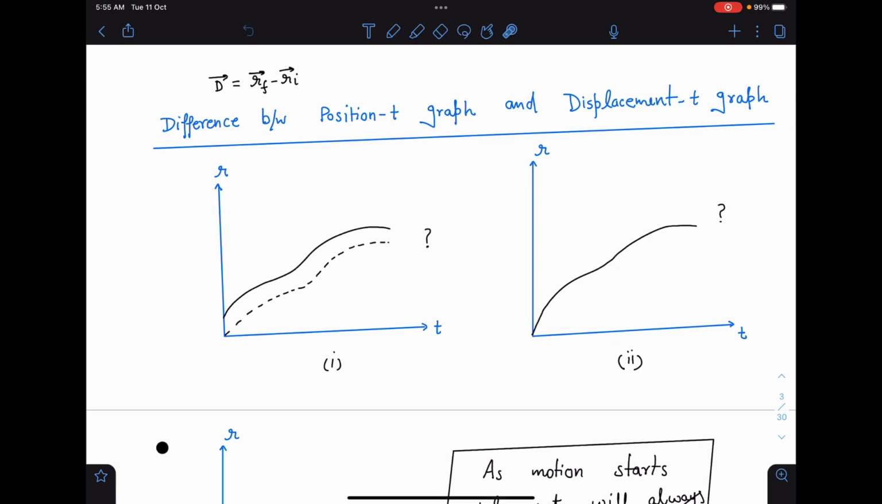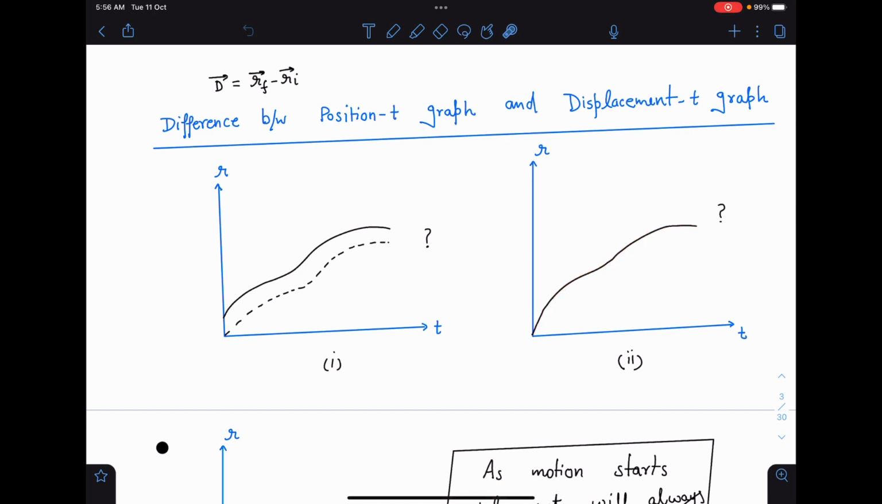So the very first thing which you will notice, the moment the particle starts moving, its displacement will start. So always remember that displacement time graph will start from origin. So if I talk about this particular graph too, it is possible that it can be a position graph or it can be a displacement graph also. That means at t equal to 0, if the particle starts from origin, it will have a graph like this.